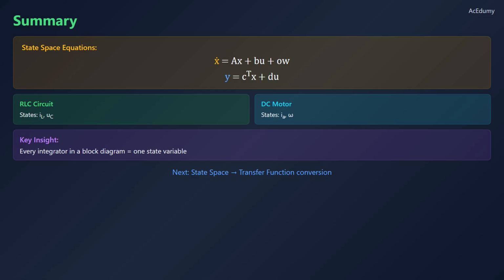To summarize, the state space model uses two matrix equations, x dot equals Ax plus Bu plus Ow and y equals C transpose x plus Du. We derived it for the RLC circuit with inductor current and capacitor voltage as states, and for the DC motor with armature current and angular velocity as states. Every integrator in a block diagram corresponds to one state variable. In the next lesson, we will show how to convert state space models back to transfer functions.